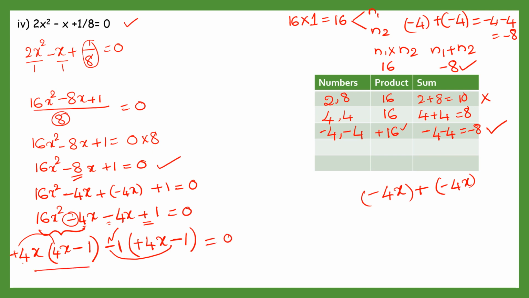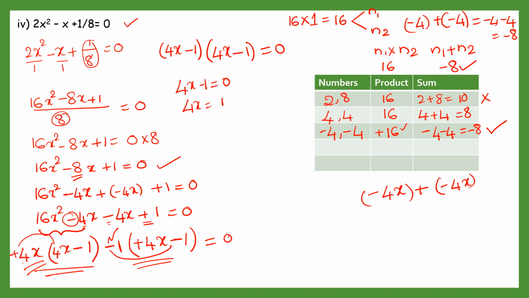Now in these two terms, 4x into 4x minus 1, 1 into 4x minus 1, what is common? 4x minus 1 is common. So 4x minus 1 will come outside. Now, if 4x minus 1 comes outside, in the first term 4x is left. In the second term, minus 1 is left. So these are the factors. Equate to 0. 4x minus 1 is equal to 0. 4x is equal to 1. X is equal to 1 by 4.